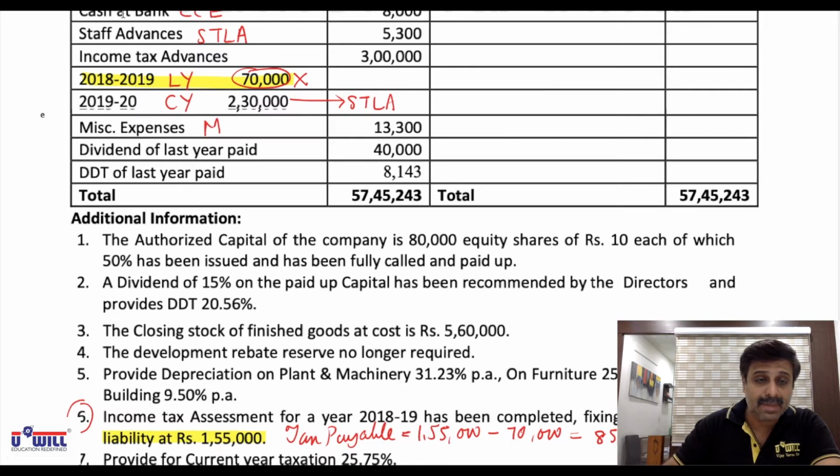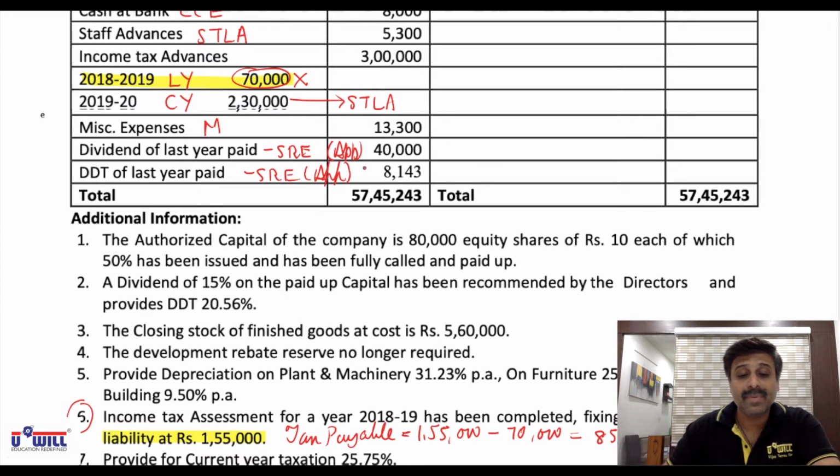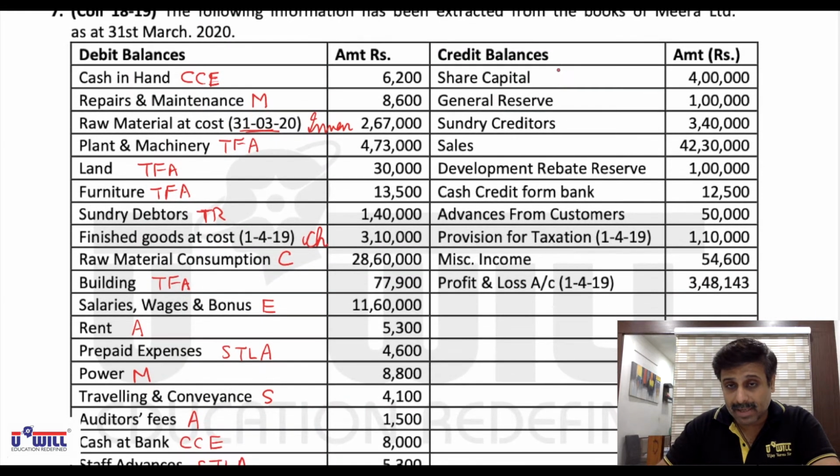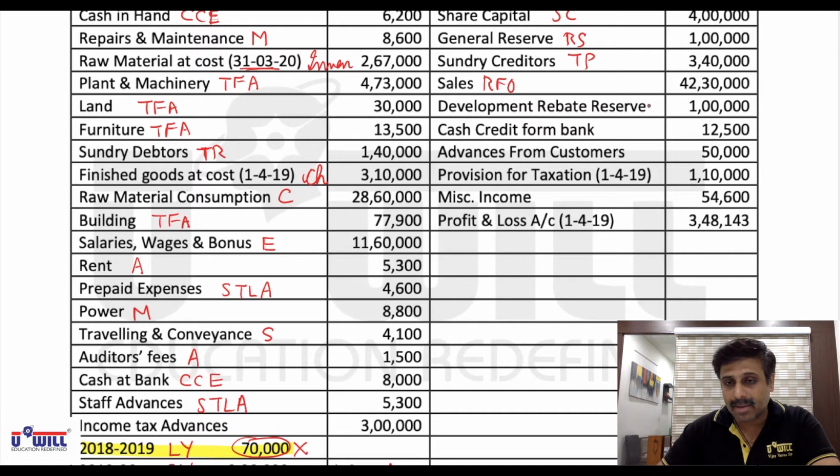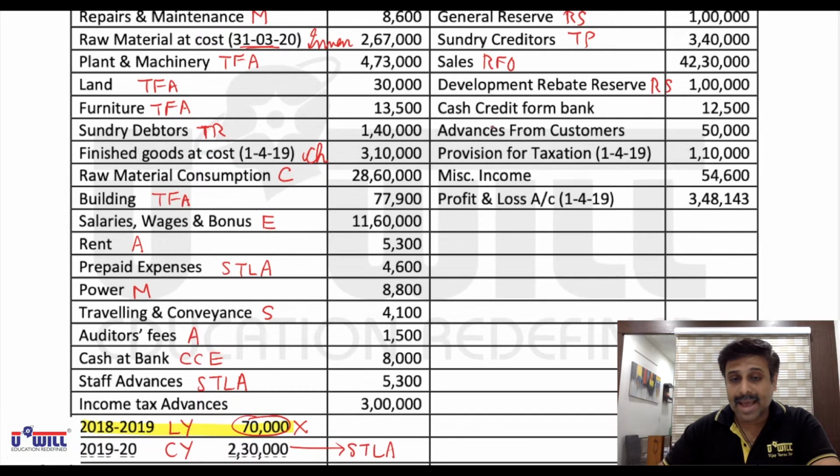Miscellaneous expense M. Dividend of last year paid you will minus in statement of retained earnings as an appropriations. Same way, dividend distribution tax, DDT also we will minus from statement of retained earnings as an appropriation. APP means appropriation. Share capital will come in share capital. General reserve will come in reserves and surplus. Sundry creditors will come in trade payables. Sales will come in revenue from operations. Development reserve will come in reserves and surplus. Cash credit from bank is a short-term borrowing. Advances from customers, we have received the advance from customer, is also a short-term borrowing. We have done this earlier.